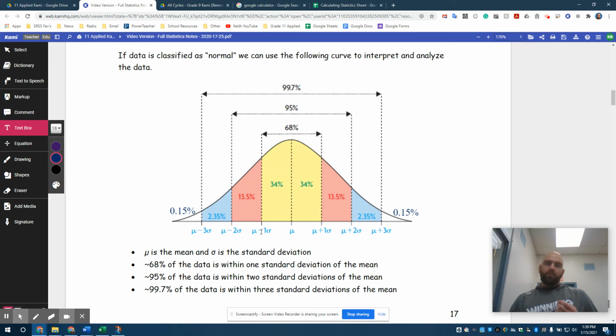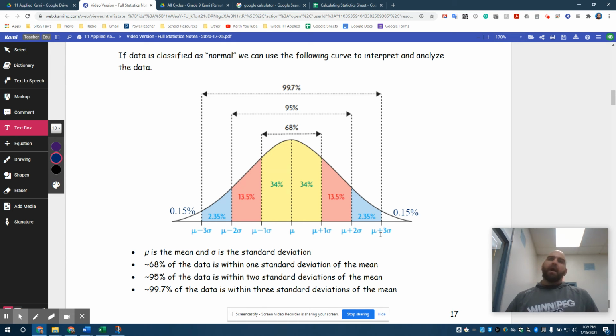Now, if we look between 1 standard deviation below the mean and 1 above, so these 2 boxes, that's going to be 68% of the population. If we go 1 more standard deviation away, so from 2 below to 2 above, that's 95% of the population. And if we go from 3 below to 3 above, that's 99.7% of the population. So this is representing how much of the data fits inside of these certain categories.